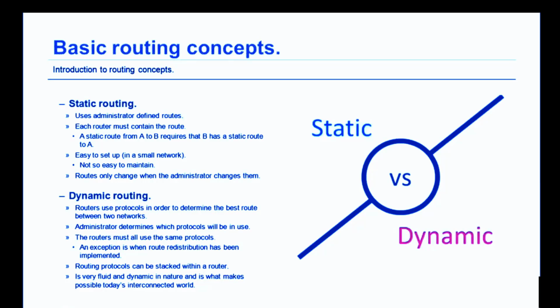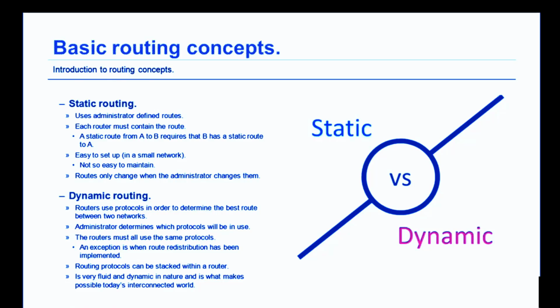First up is static routing. Static routing uses administrator-defined routes. Each router in a static routing configuration must contain the route. A static route from router A to router B requires that router B has a static route back to router A in order for two-way communication to take place. If we had a static route from A to B and B didn't have one back to A, A could send traffic to B, but B could not send traffic back to A.